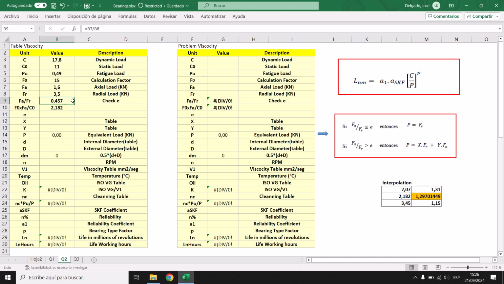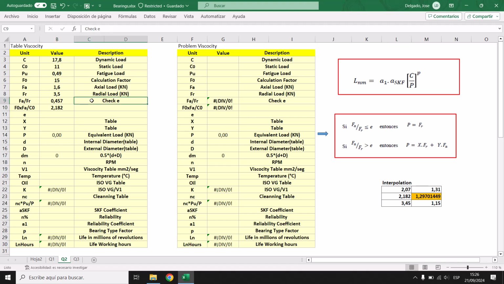So let's check this information. We're going to close it. The first equation that we have is the axial load divided by the radial load, and this is like a beginning value maybe. This doesn't have a number that we are going to need. This is just multiplied, well, this number with the calculation factor, no more. Same, divided by the static load.